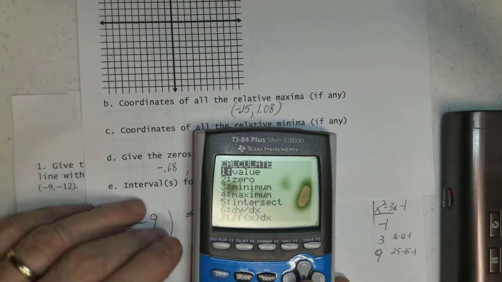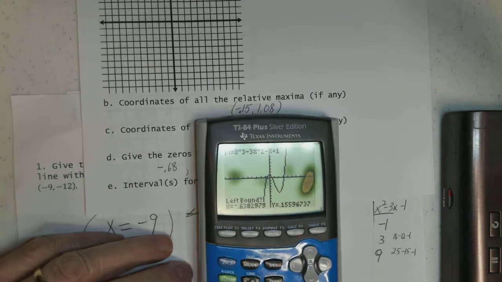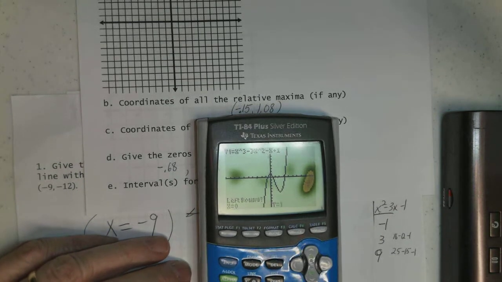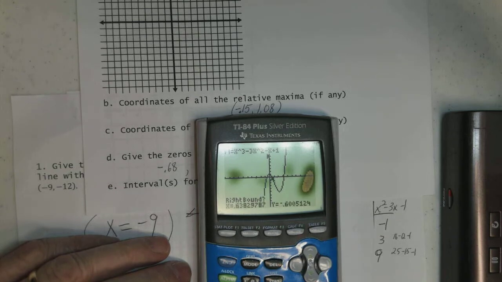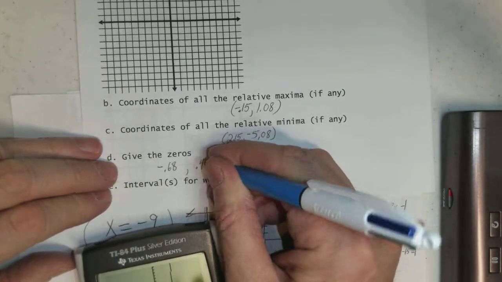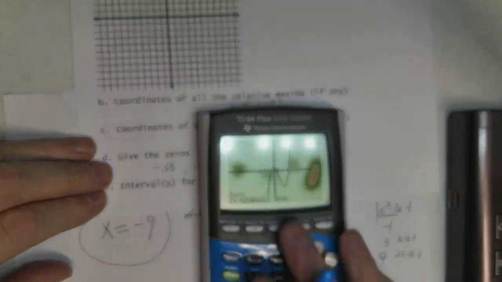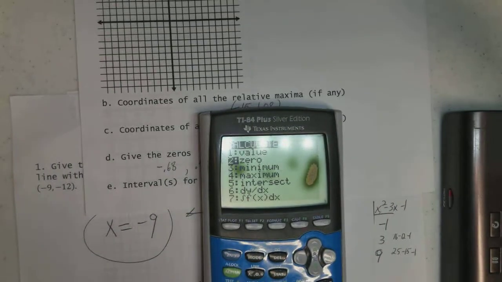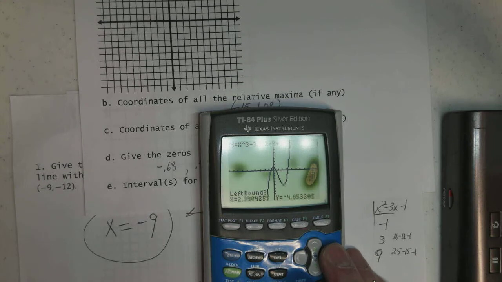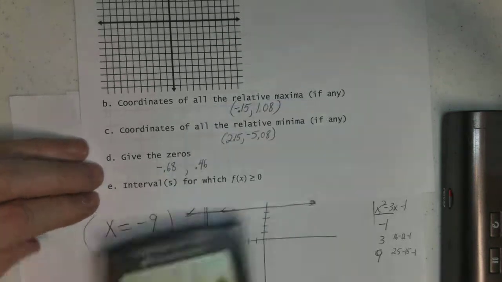Second calc zero. Let me get over here a little bit. Left, right, enter. 0.46. Second calc zero. Let's get that last one. Alright. Left, right, enter. 3.21.